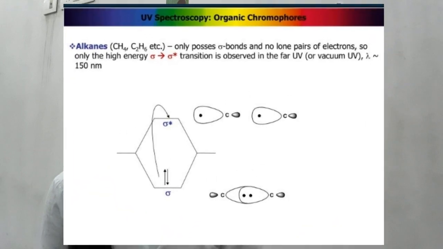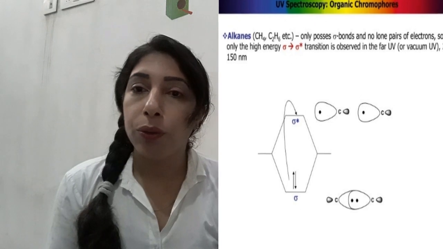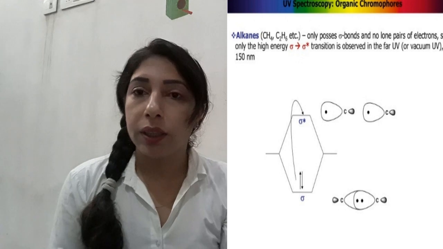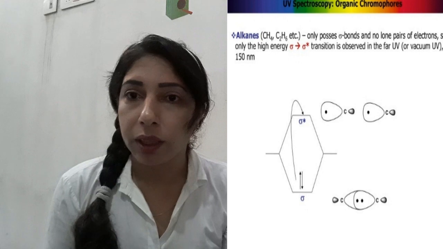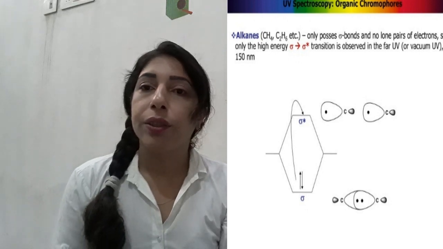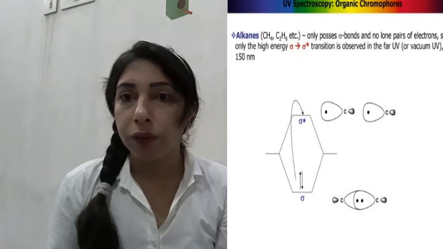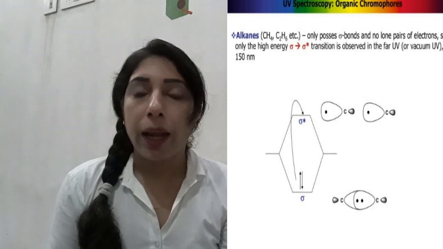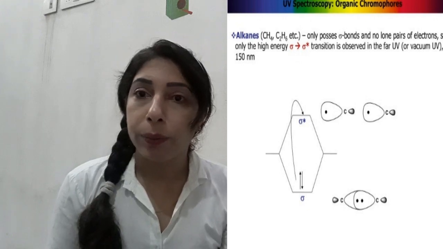Sigma to sigma star transition requires higher energy. For example, in methane, CH4, there is no double bond or heteroatom, only sigma bonds, so the sigma transition takes place here. The energy required is more, and the wavelength required for the transition will be in the lower UV region. That is why the lambda max for methane is 125 nanometer.